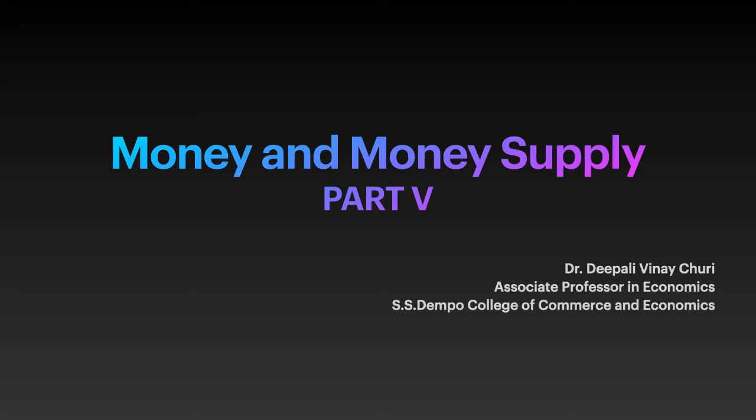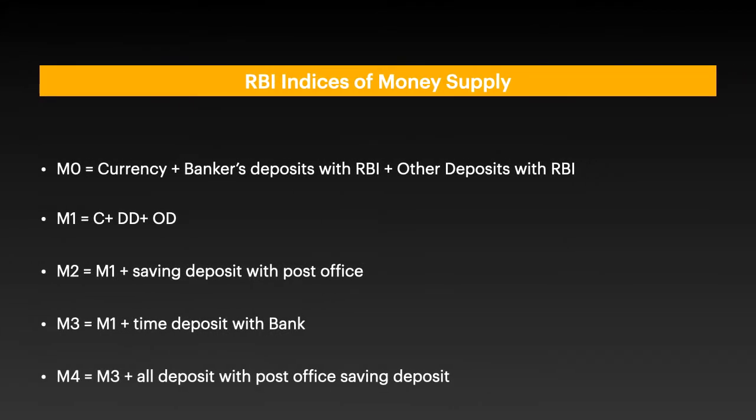Part 5 of the chapter on money and money supply is going to deal with traditional and new RBI indices of money supply. The different monetary aggregates as defined by RBI include M0, which is also known as reserve money. It includes currency in circulation plus bankers' deposit with RBI and other deposits with RBI.